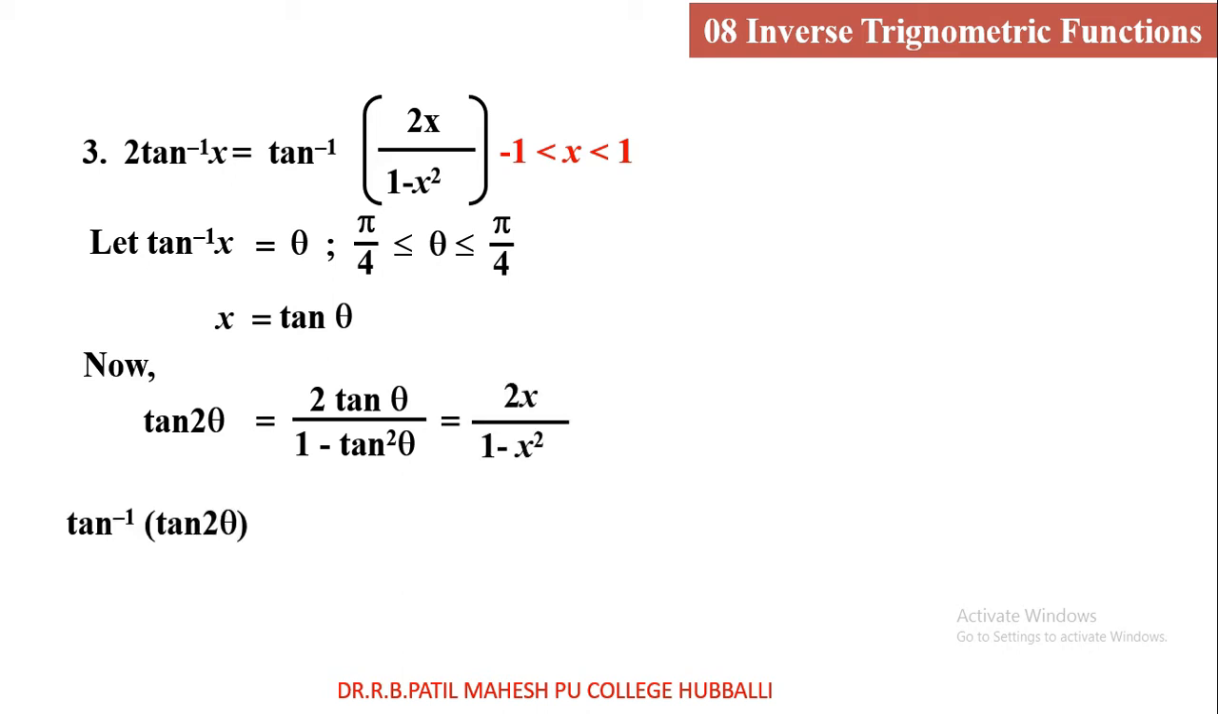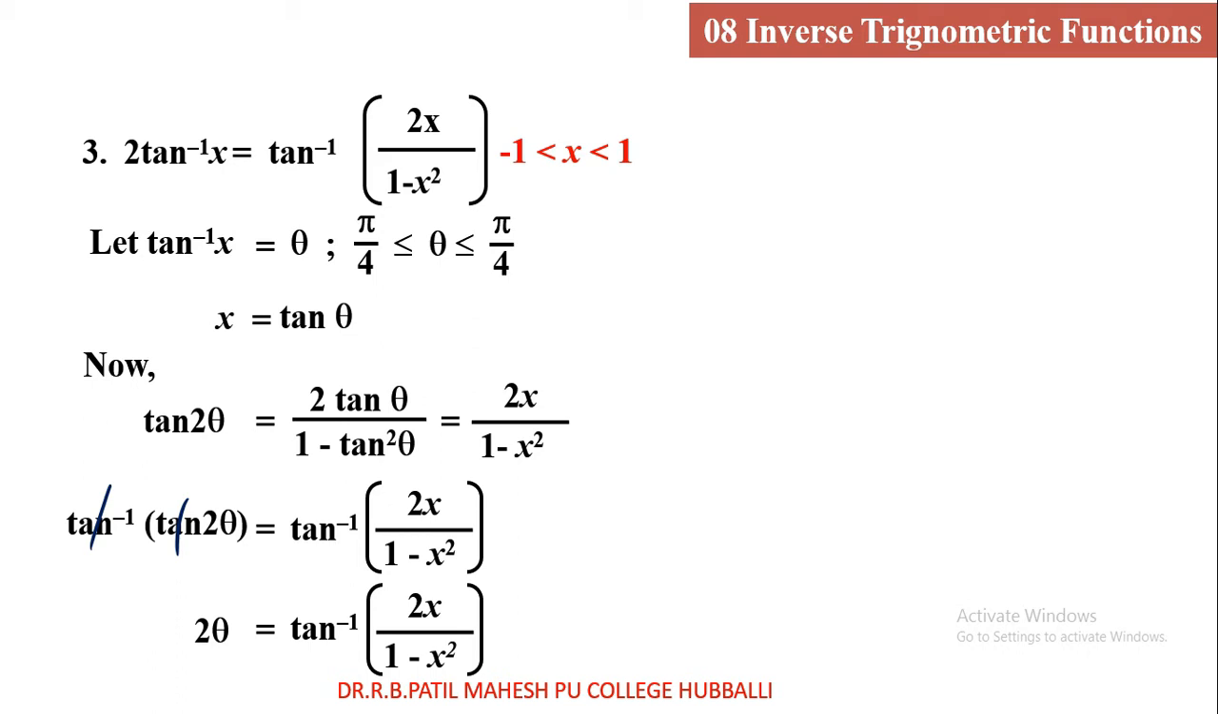Apply tan inverse on both sides. So tan inverse of tan 2 theta is equal to tan inverse of 2x upon 1 minus x square. So here tan inverse and tan get removed. 2 theta is equal to tan inverse of 2x upon 1 minus x square. Finally theta is tan inverse x, replace it.